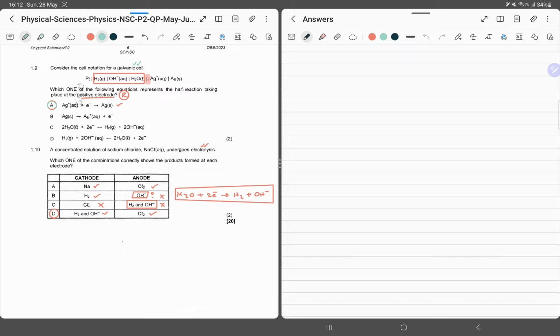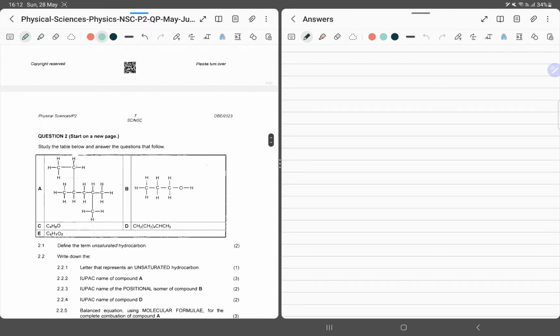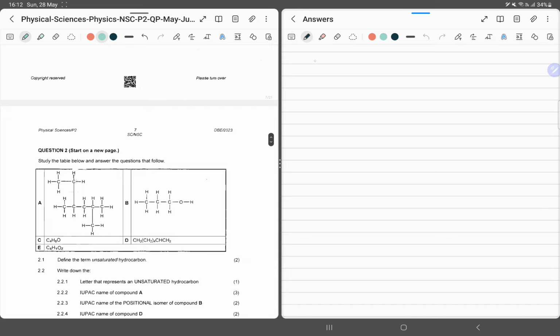So be careful. Questions like these, they always seek to destroy you. So you need to be careful on how you answer these questions. As much as sodium is possible, but the most likely is water being reduced to hydrogen gas and the OH minus, whereas this one gets oxidized to chlorine gas. So we are sorted, we are done. We get to question 2, which is now where the action is.